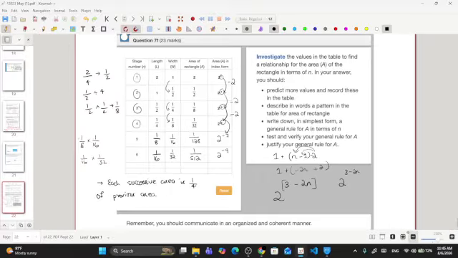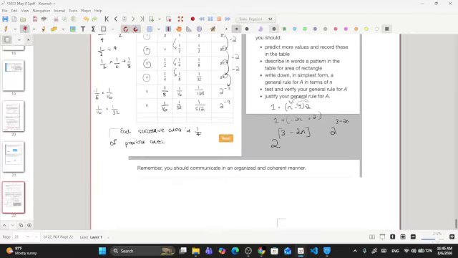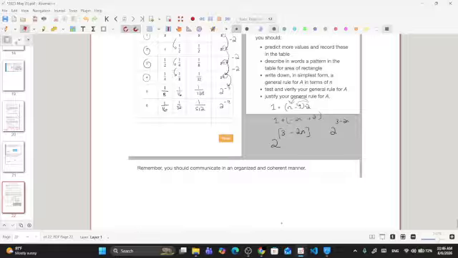Then we have to test and verify our general rule. So let's just do it. In order to test and verify our general rule, let's substitute the value of n equals 2. So we get 2 raised to the power of 3 minus 2 times 2. So we get 2 raised to the power of 3 minus 4, which is 2 raised to the power of negative 1. And here you go.